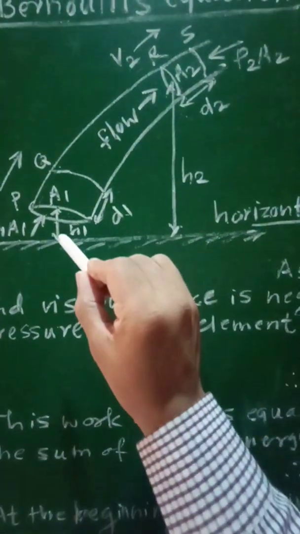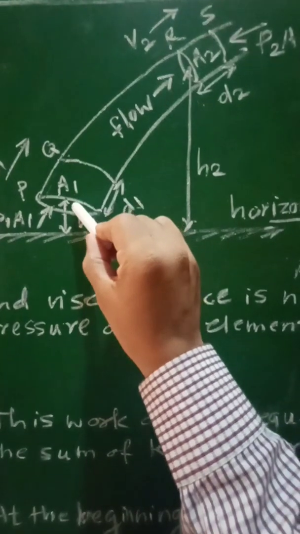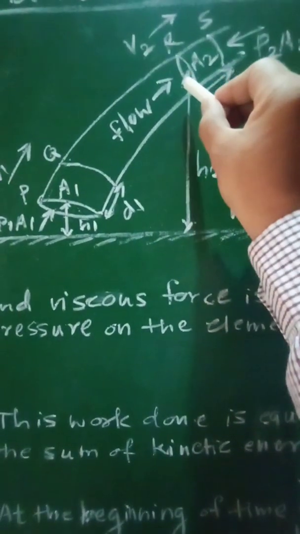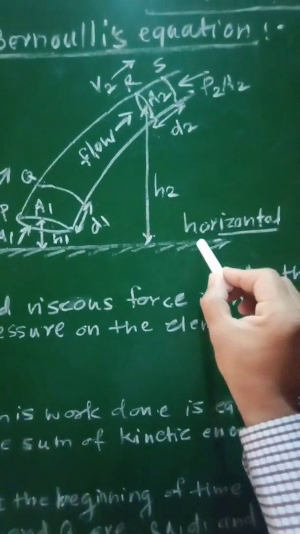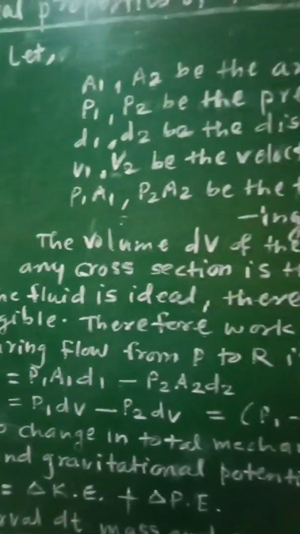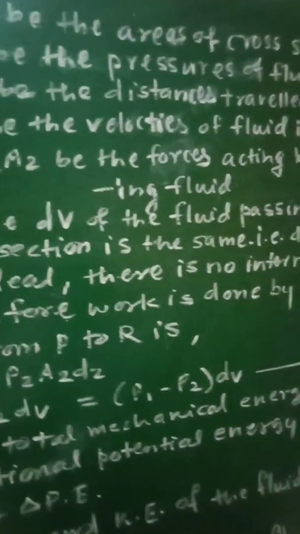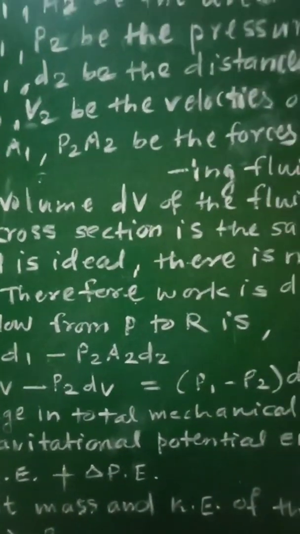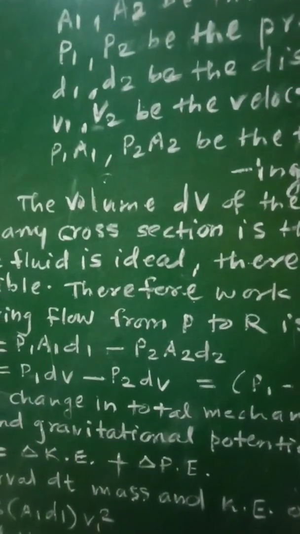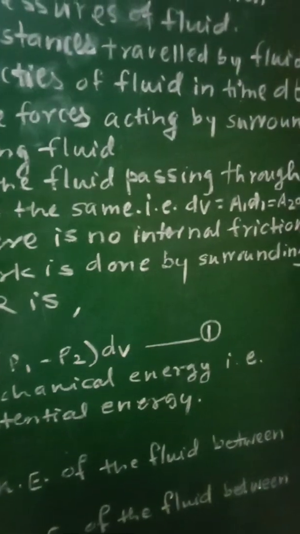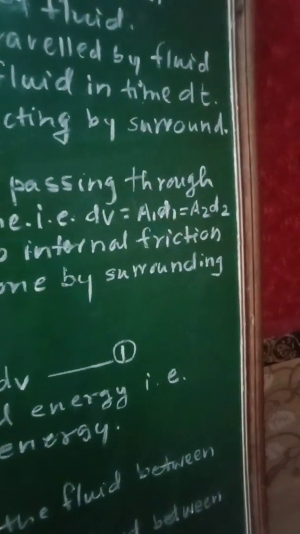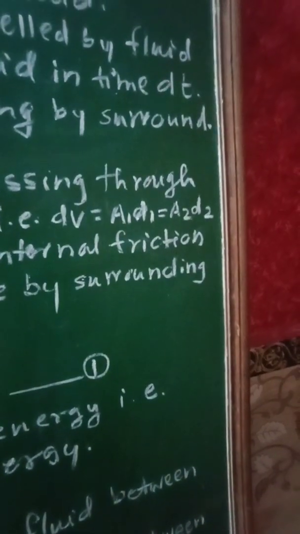Similarly, let H1 be the height of lower end P and H2 be the height of the upper end R from this horizontal, which is considered as the reference line. Then the volume dV of the fluid passing through any cross section, that is through A1 as well as A2, is the same, and that is dV will be equal to A1 D1 equal to A2 D2.